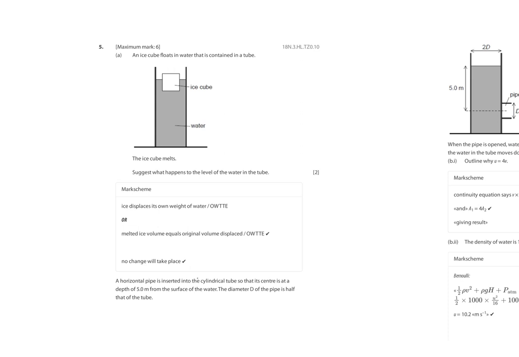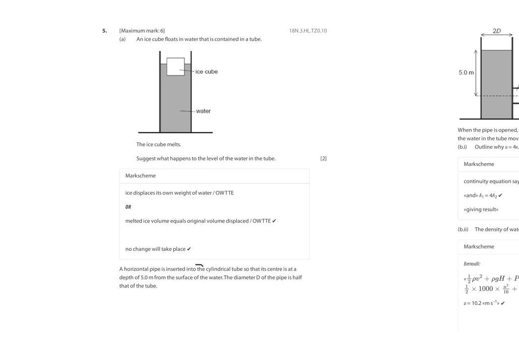And the mark scheme says either you can talk about it from a weight perspective, kind of like Archimedes' principle, that ice displaces its own weight of water. Or you could say that the melted ice volume equals the original volume displaced, which makes sense. And so if it's the same volume and the ice melts, then no change is going to take place.